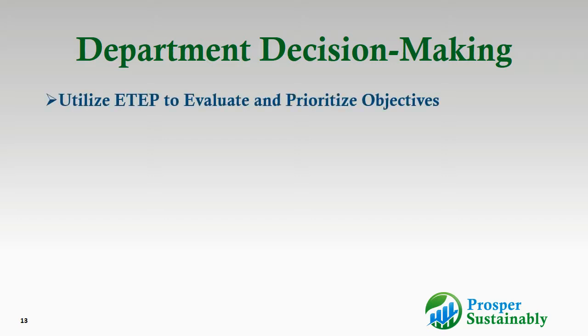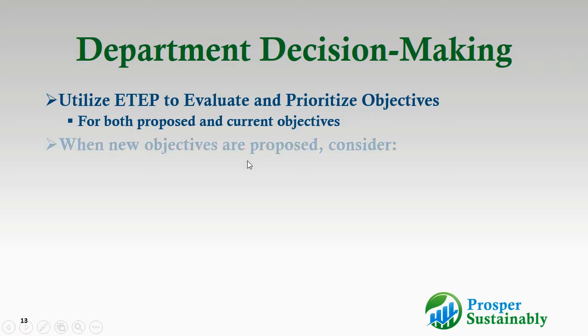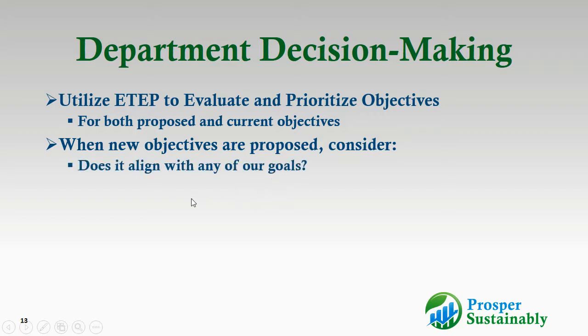You want to utilize your ETEP strategic work plan in particular, if not your full ETEP, to evaluate and prioritize objectives. This could include some new or proposed objectives, and evaluating the current objectives as well. When a new objective is proposed, you want to consider: does it align with one or more of our goals? If it does, then you want to proceed with additional considerations.